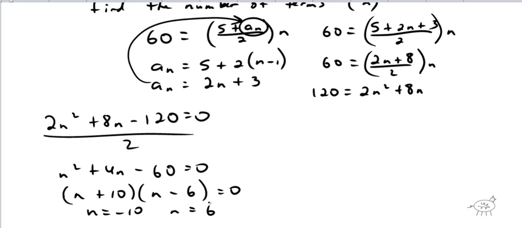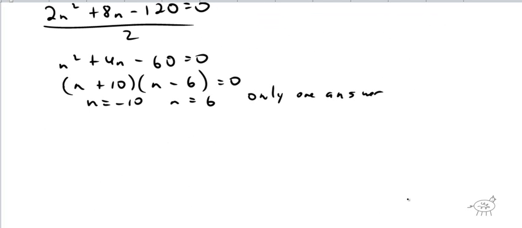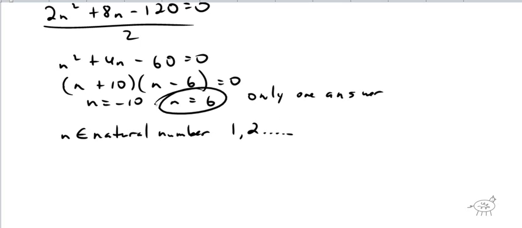So here's the deal, math fans. We only have one answer for this. Only one answer. Our answer has to be a natural number. In other words, you can't have the 0th term, you can't have a negative term, you can't have the 1.6th term. Remember, a natural number. So n is a natural number, which means 1, 2, all the way up to whatever. So that's why n has got to equal 6.